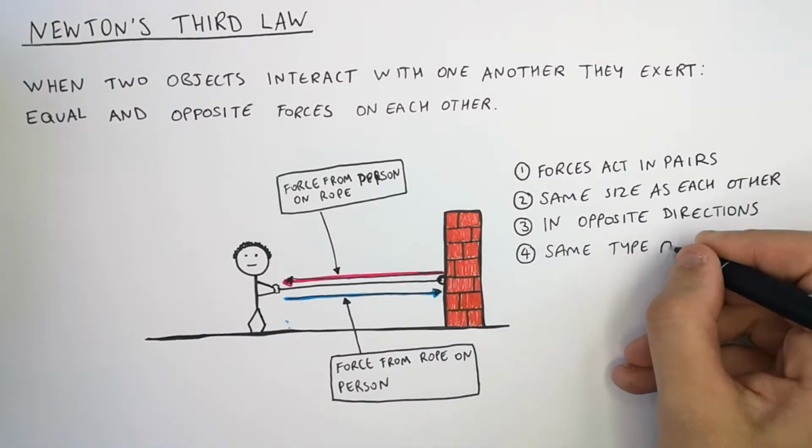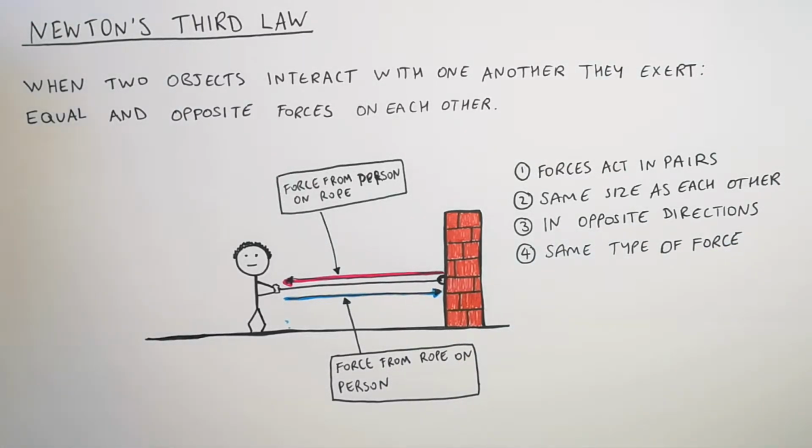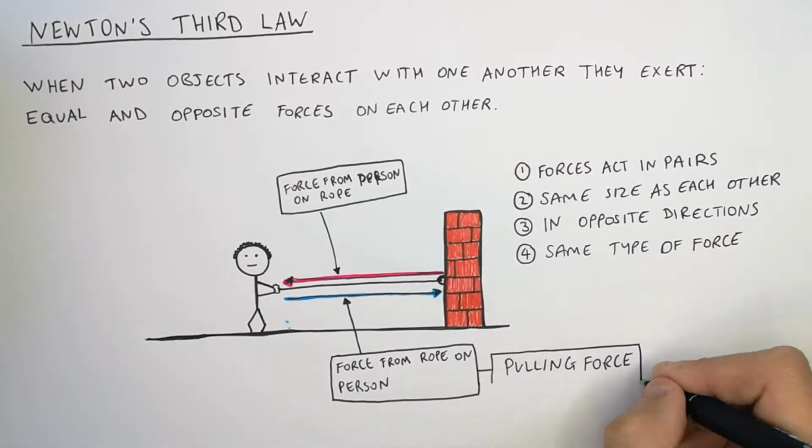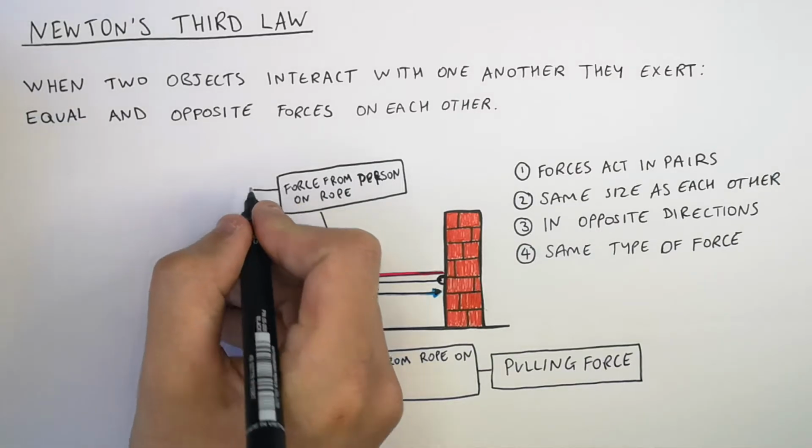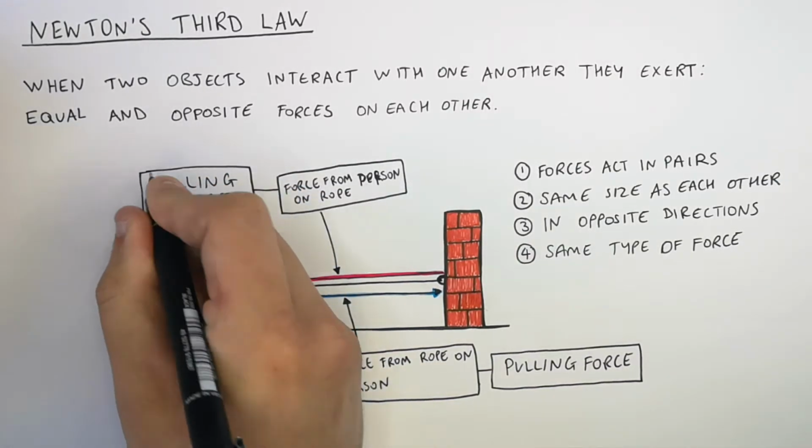So the forces are the same type of force. In this situation, the force from the person on the rope is a pulling force, and the equal and opposite force from the rope onto the person is also a pulling force.